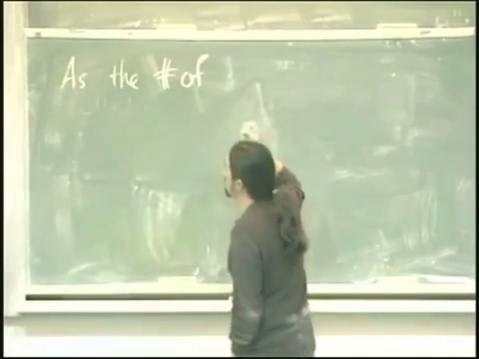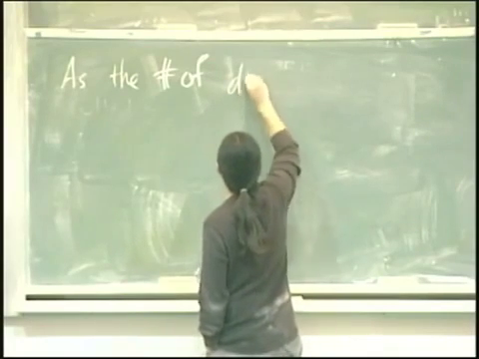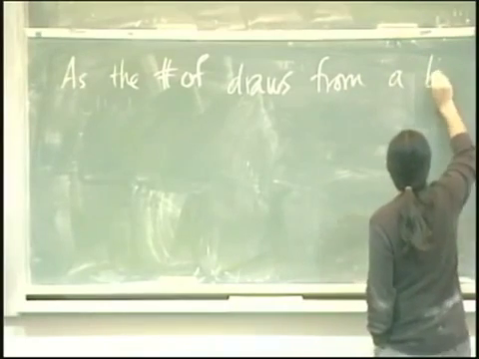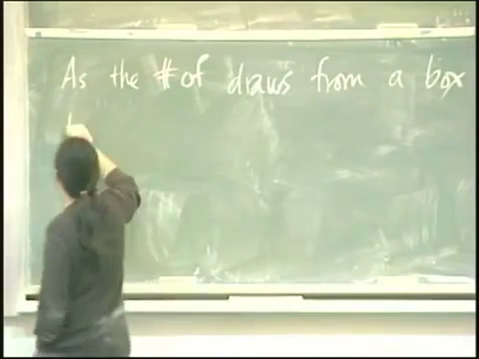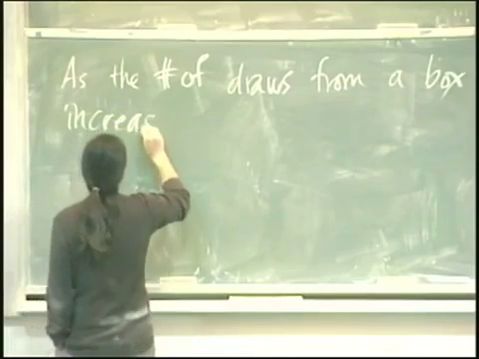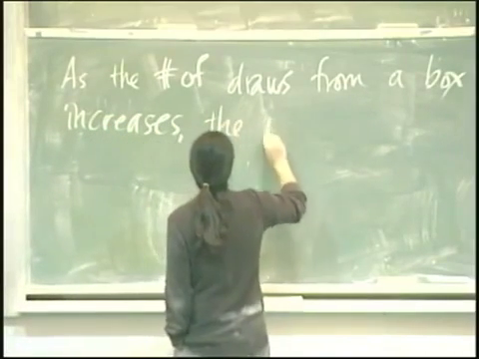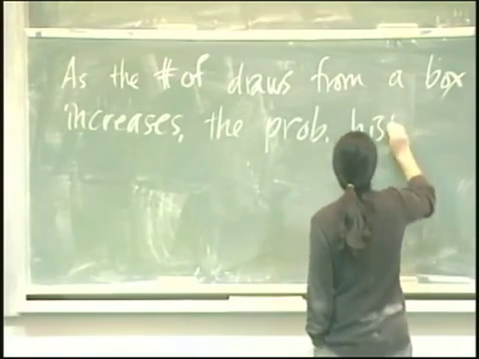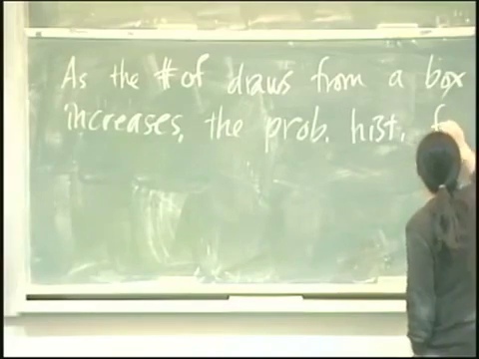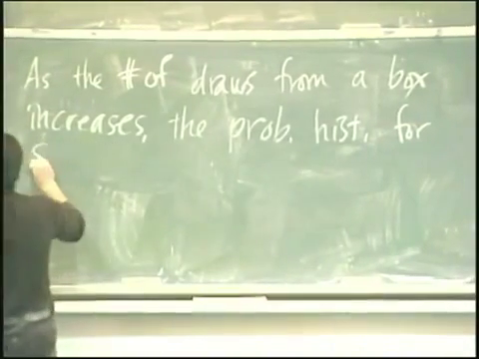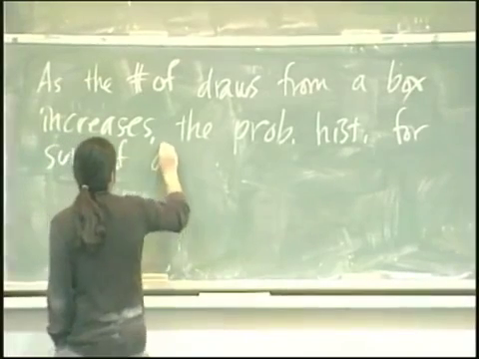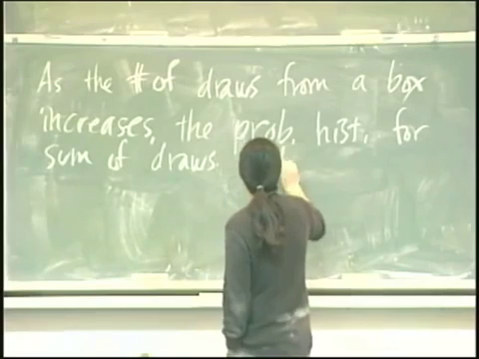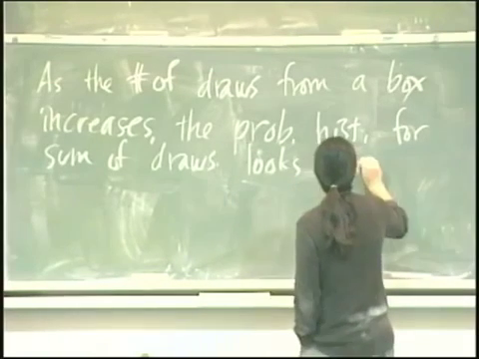I'll say this generally first. As the number of draws from a box increases, the probability histogram for the sum of draws looks more and more like the normal curve.